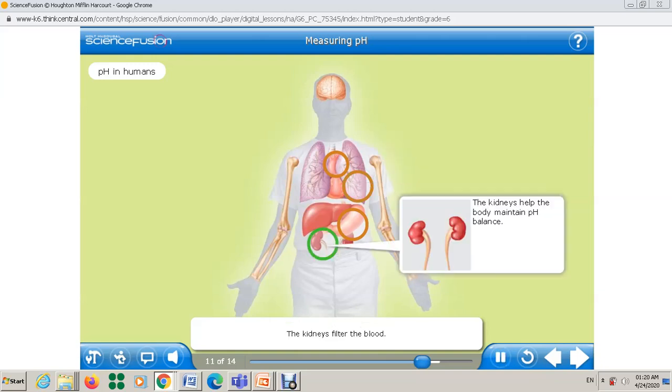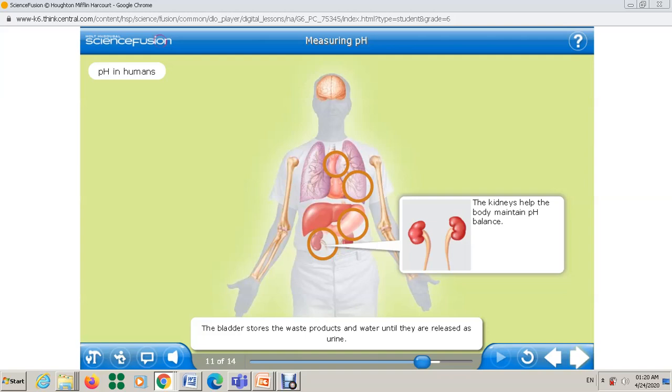The kidneys filter the blood. They also get rid of excess acids and bases produced when the body digests food. These waste products and extra water go to the bladder. The bladder stores the waste products and water until they are released as urine.